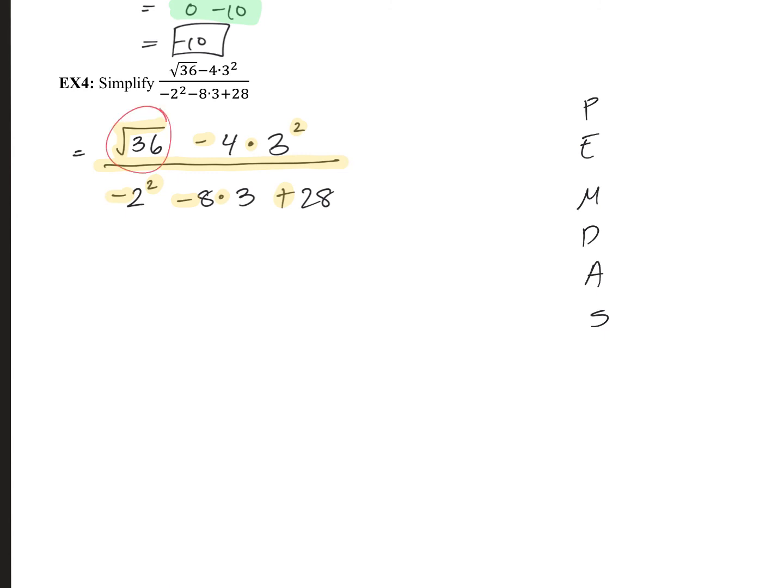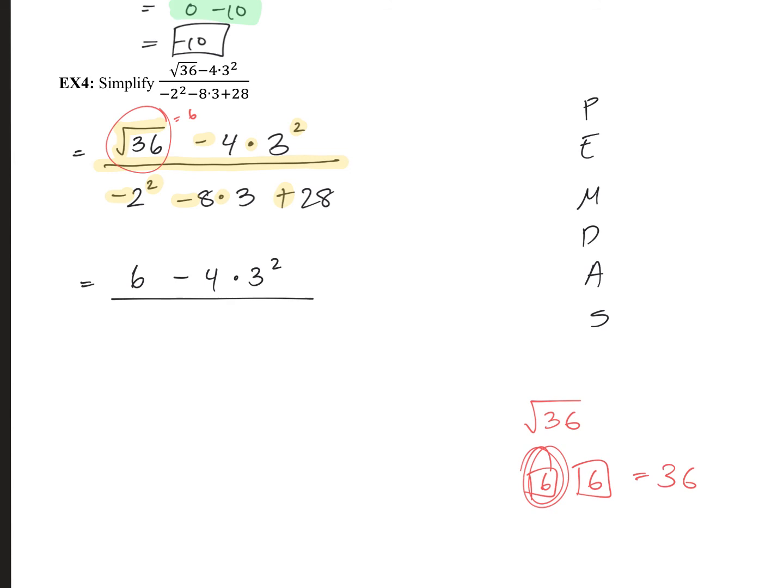Okay, so simplifying root 36, what is that saying? Root 36 is asking you, what number times itself gives me 36? That answer is 6 times 6 gives you 36. So 6 will be our answer. That equals 6. Alright, so that's going to be 6 minus 4 times 3 squared all over negative 2 squared minus 8 times 3 plus 28. Okay, we did the parentheses.